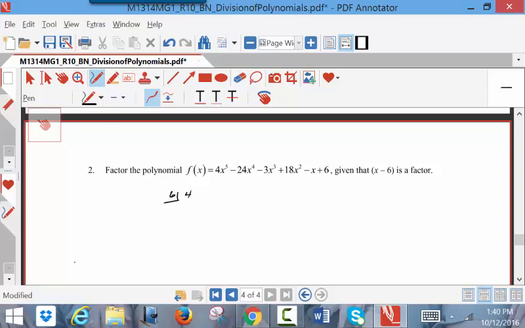Okay. So this is a 4x to the 5th, a negative 24x to the 4th, a negative 3x, an 18, a negative 1, and good grief, this is a big one. Bring down the 4. 6 times 4 is 24. I add and get 0. 6 times 0 is 0. I add and get negative 3. 6 times negative 3 is a negative 18. I add and get 0. 6 times 0 is 0. I add and get negative 1. 6 times negative 1 is negative 6. And yes.